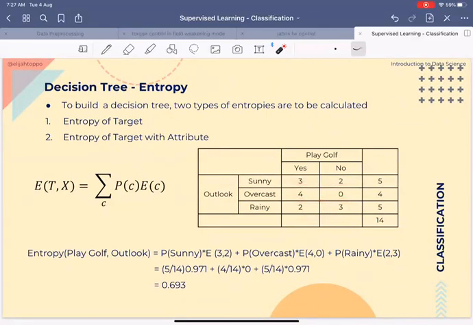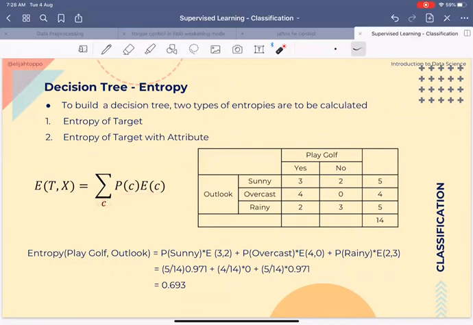Now we'll say what is the entropy of playing golf with respect to Outlook. So the formula is here. The entropy of the target with respect to a feature is basically: take all the different values for the class, and we say probability of that class multiplied by entropy of that class. So what is C?